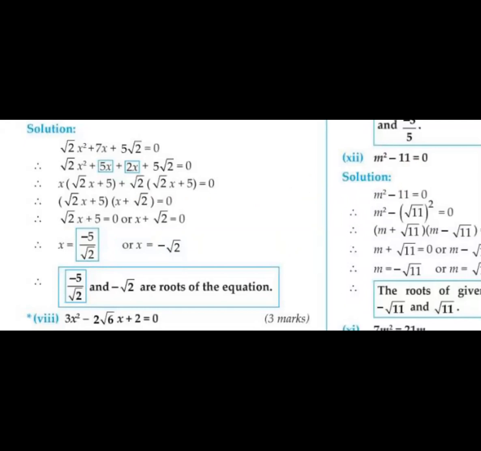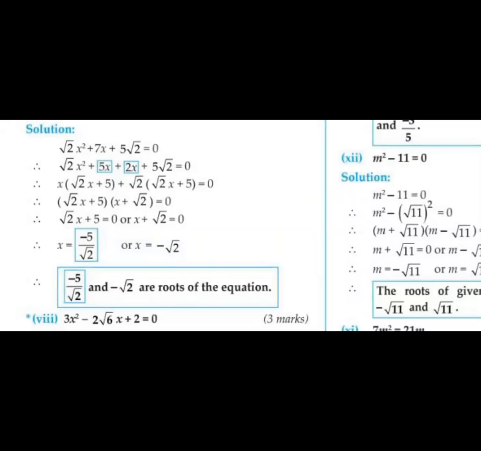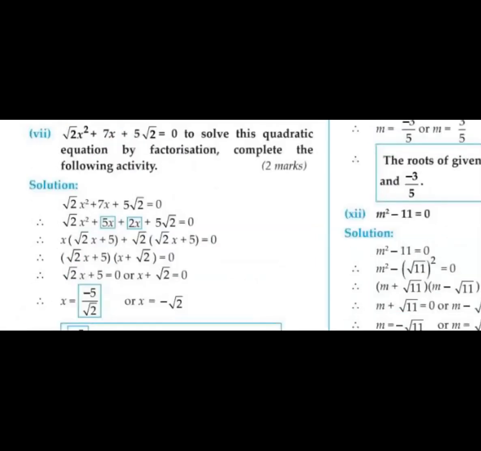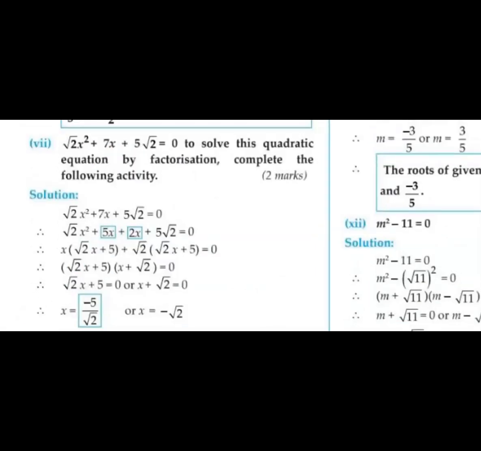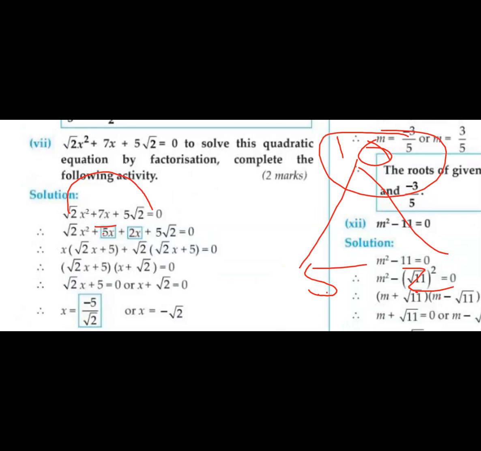Root 2x square plus 7x plus 5 root 2 is your main equation. So first term multiplied by last term. So here 5 root 2 into root 2, we are getting 10. 5 2 is 10. Now the middle term is 7, so you can take 5 and 2. 5 plus 2 is 7, 5 into 2 is 10. Both conditions should be satisfied.